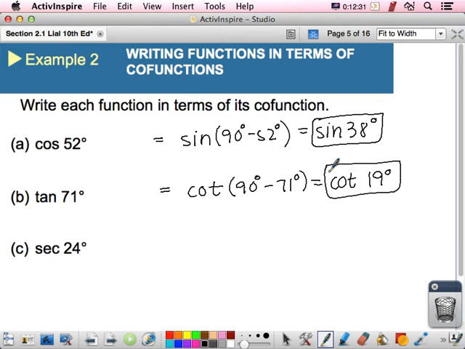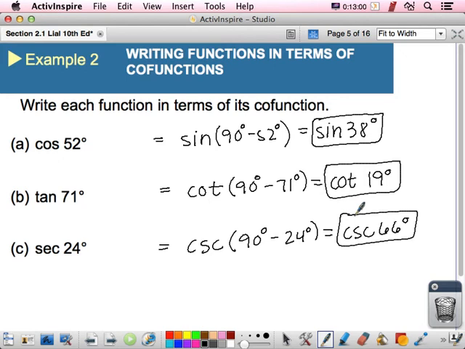And finally, the secant of 24 is equivalent to the cosecant of, anyone? 66. 66, yeah. Which we get from saying, okay, 90 minus 24 is 66. Be sure you put your angle mark on, so you have your units there too. Those are degrees, so you have to put a degree symbol on. So that's the first type of example we could do using those.